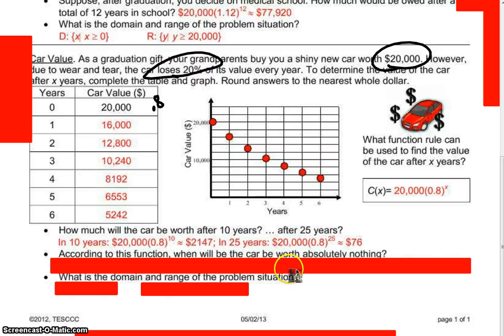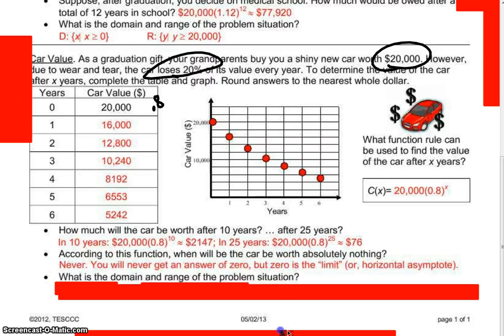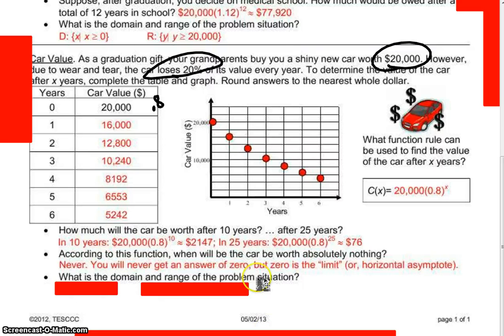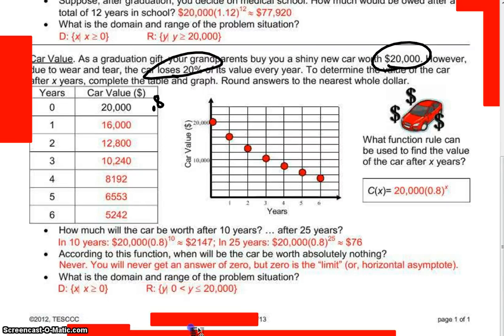According to this function, when will the car be worth absolutely nothing? And this is never, because you will never get an answer of 0. It's a limit. It's a horizontal asymptote. Domain for this is going to be greater than or equal to 0, and range is going to be less than or equal to 20,000. Also it has to fall between 0 and 20,000 because it shows that it will reach that limit and never actually be 0.